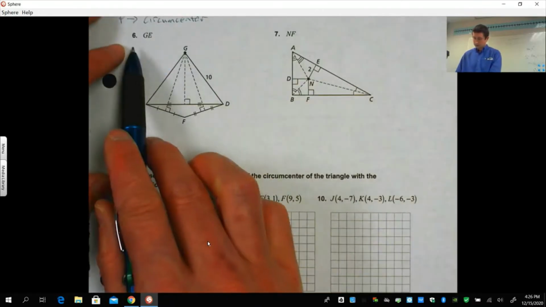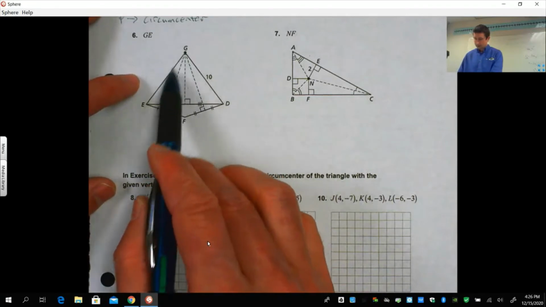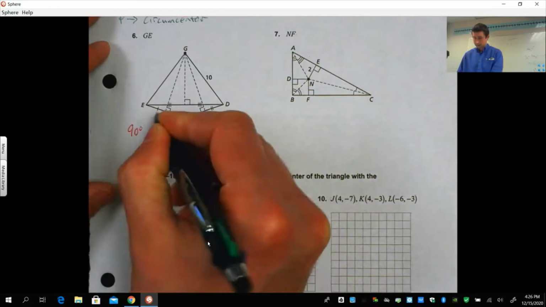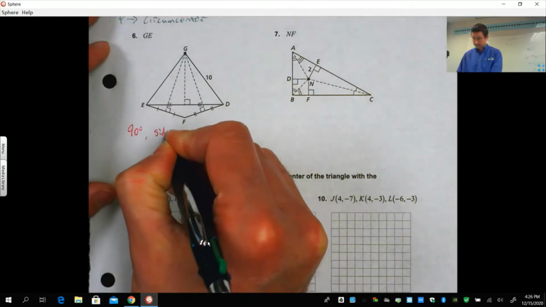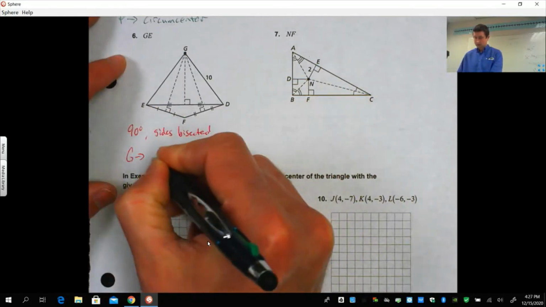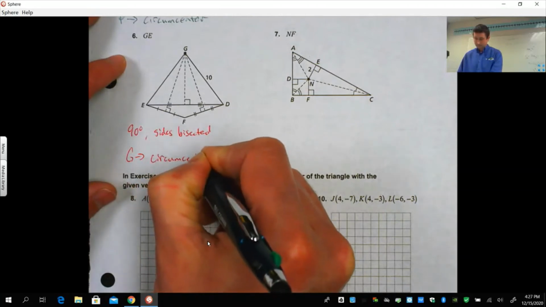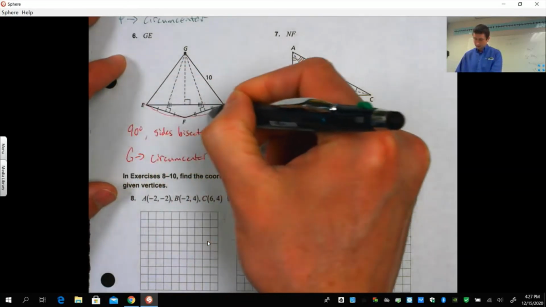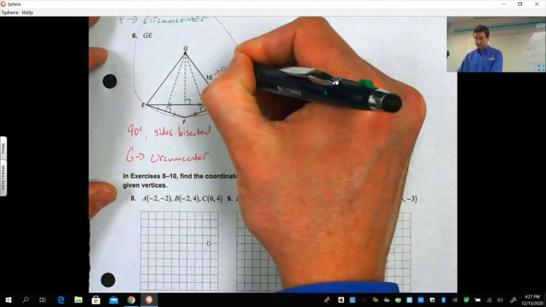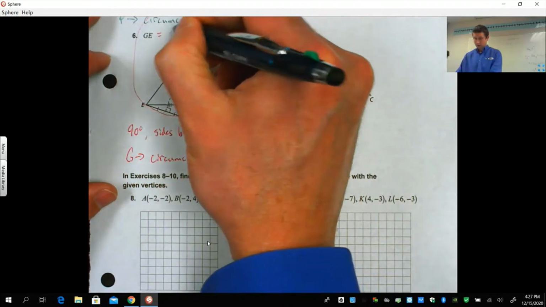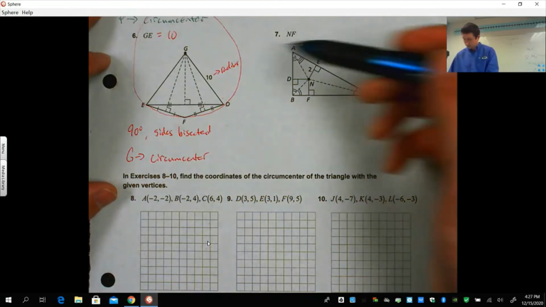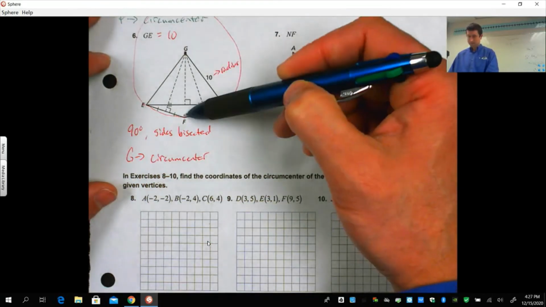When we look at GE, they want the length from G to E. Notice again, 90-degree angles and the sides are bisected. So you've got to have 90-degree angles and the sides have to be bisected, which is what we have. So that makes, again, G a circumcenter. That means we have a circle going through all of that. So G to D is a radius. G to E would also be a radius of 10. And what's the other segment that would be a radius of 10? It would be G to F. That would also be 10.